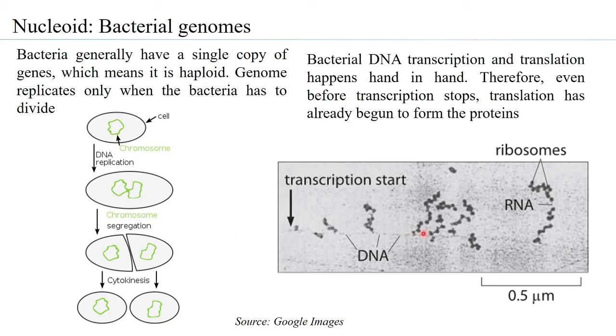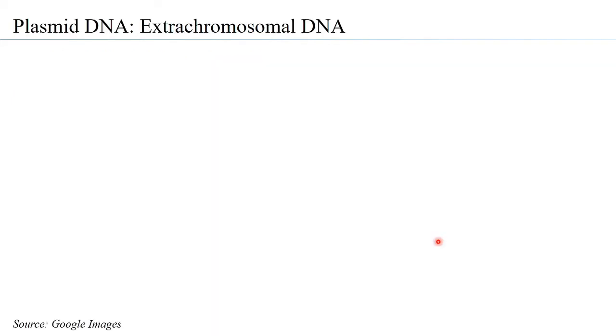So that is something that is observed in the prokaryotes, thanks to the fact that the nucleoid does not have a nuclear membrane and that the DNA is protected in the nucleoid, but the nucleoid is not restricting the ribosomes from coming and binding to the RNA.